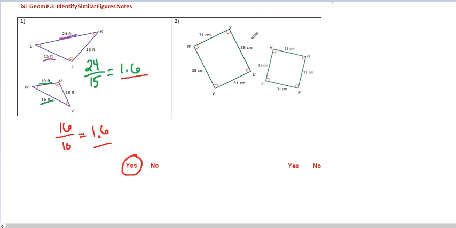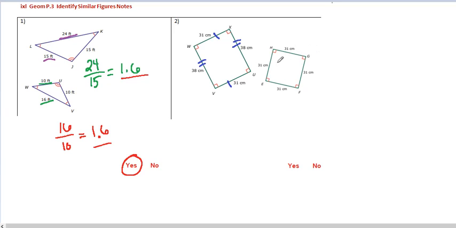Okay, so moving right along to this next one. All right, what we want to do is look for some clues. Now, these all have right angles. This one has this side congruent to this side, and these sides are different lengths. But if you're looking at this one, you might notice we've got the 31 centimeter side here, but all of these are 31 centimeters.